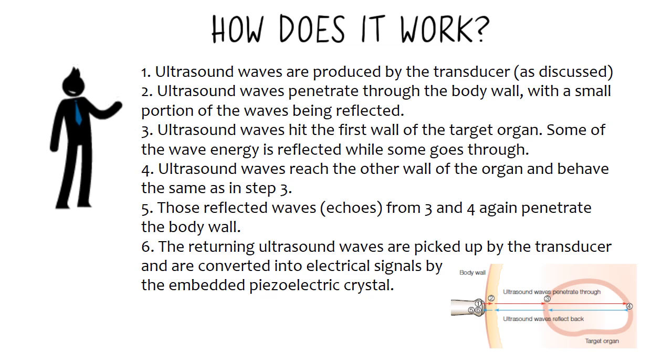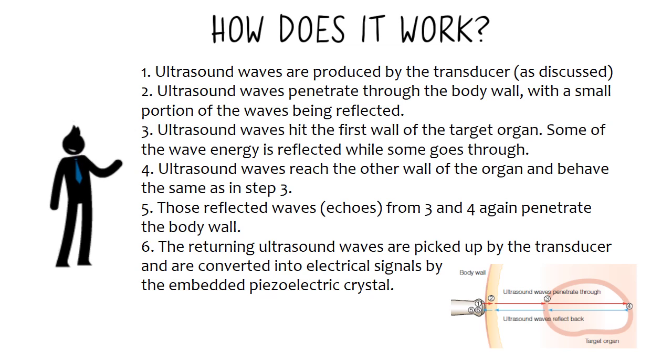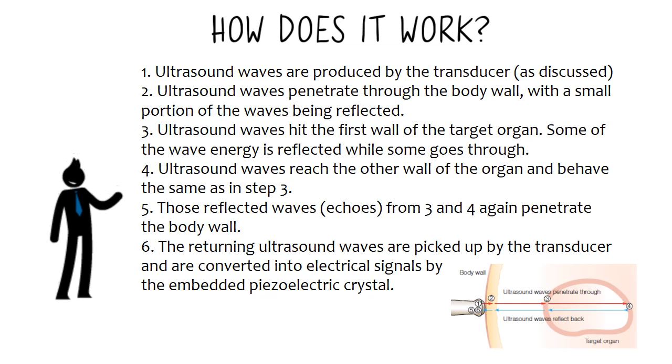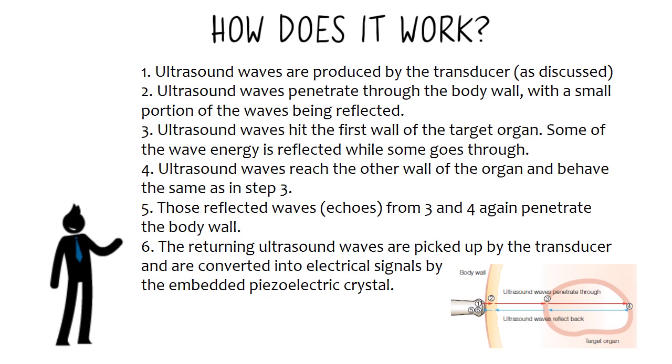Ultrasound waves reach the other wall of the organ and behave as in step 3. These reflected waves from steps 3 and 4 again penetrate the body wall, which then in turn return as ultrasound waves and are picked up by the transducer. They are then converted into electrical signals by the embedded piezoelectric crystal, which then conveys an image on the computer.